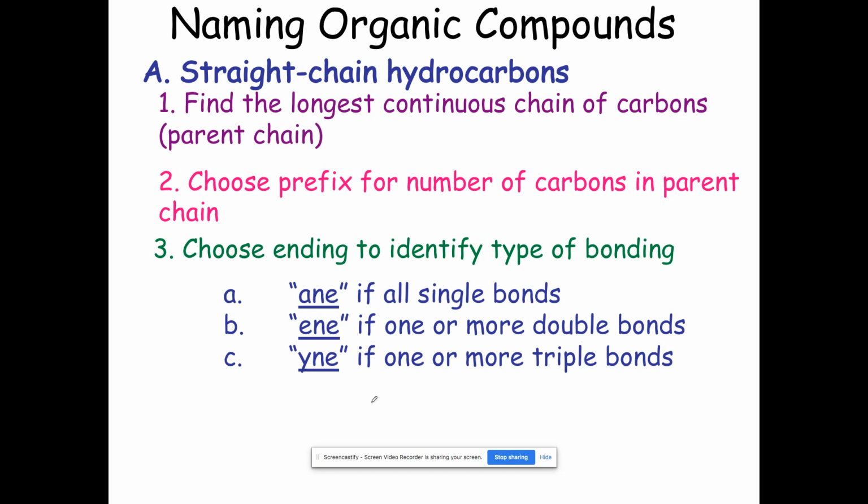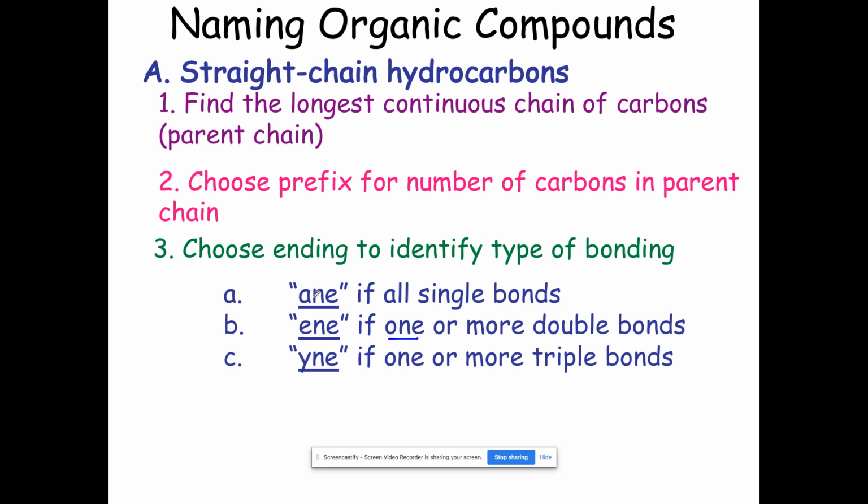If you have at least one, gotta have one, or more double bonds, it's going to be ene. If you have at least one triple bond, it's going to be yne. So if we had a 1 carbon chain, all single bonds, it would be methane. Okay? Take a second to take that in, and then let's give it a try. Make sure you've got table P and Q ready to go.